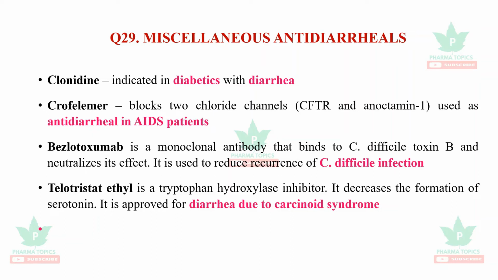Telotristat ethyl is a new drug. It's a tryptophan hydroxylase inhibitor. It decreases the formation of serotonin. In some of the tumors, serotonin increases. It's approved for diarrhea due to carcinoid syndrome, where serotonin is the reason for diarrhea.